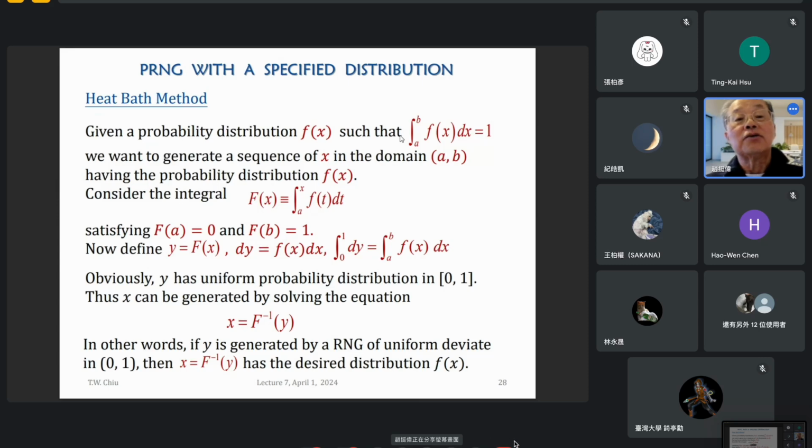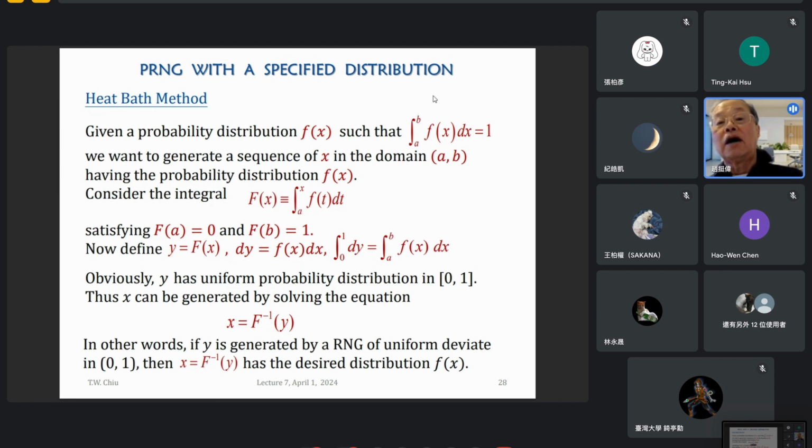Probability, so the sum of the probability must be 1. Now I want to generate a sequence of x, the random number x, in this domain A and B. Very frequently A and B is from 0 to 1 or from -infinity to plus infinity.